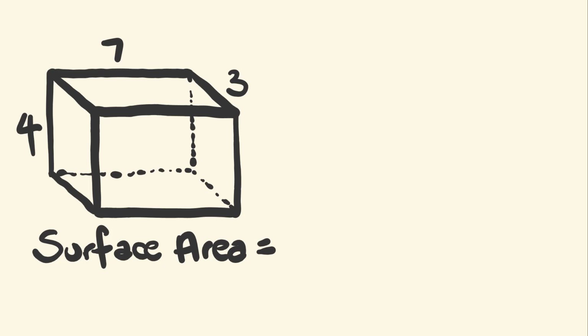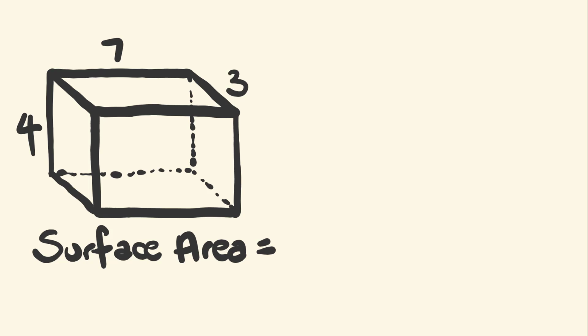So first off, let's have a look at this example here. We have a rectangular prism that has a height of 4 units, a width of 7 units, and another side length, a depth of 3 units. So the first thing we do when we're trying to work out this surface area is we select two of those side lengths. In this case, I'm going to choose these two ones here. We have the side length of 7 and the side length of 3.